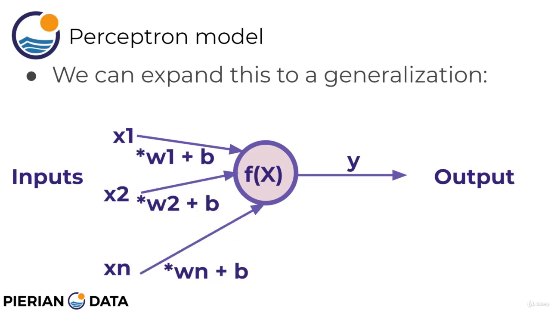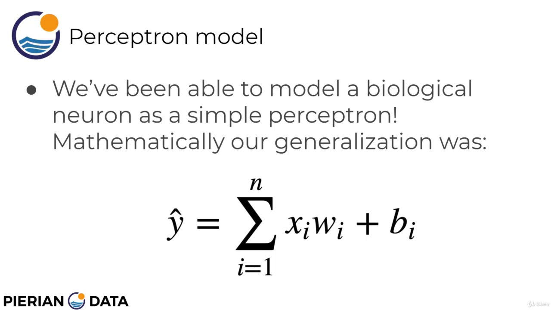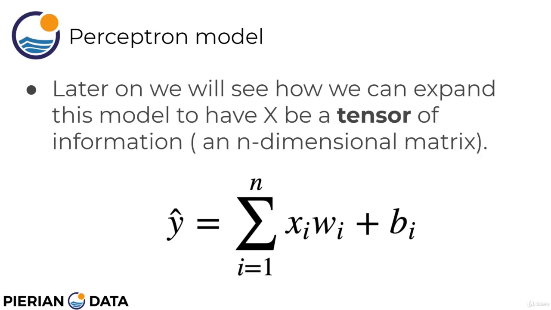Keep in mind, we can expand this to a generalization for a variety of inputs all the way to some input n. And so now we've been able to see how we can model a biological neuron as a simple perceptron. And mathematically, our generalization was simply, starting at i equal to 1 all the way to n number of inputs, we simply grab that particular input value, multiply it by some weight that later on we'll be adjusting, plus a bias value. Later on, we're actually going to see how we can expand this model to have x be a tensor of information, where a tensor is an n-dimensional matrix.